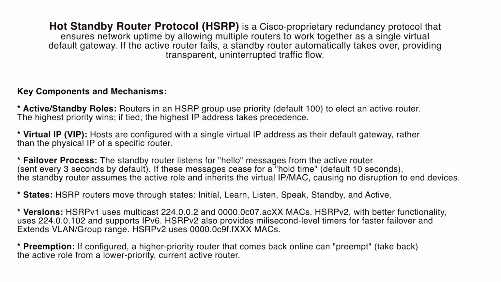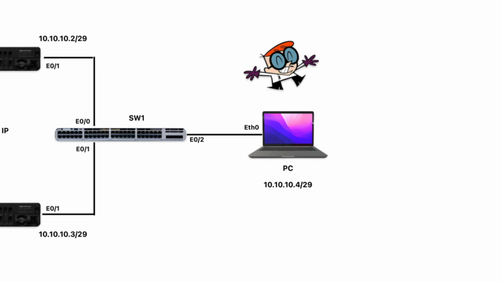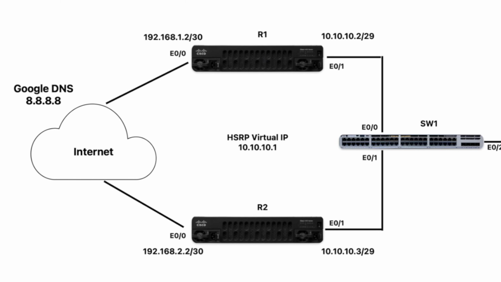Alright, so let me break it down to you. PC is going to be connected on switch 1. Now, where the magic is going to happen is on R1 and R2. R1 is going to be our HSRP active router, and R2 is going to be our HSRP standby router. We are also going to configure an IP SLA track towards Google DNS 8.8.8.8, and I will configure this track under our HSRP configuration on R1.